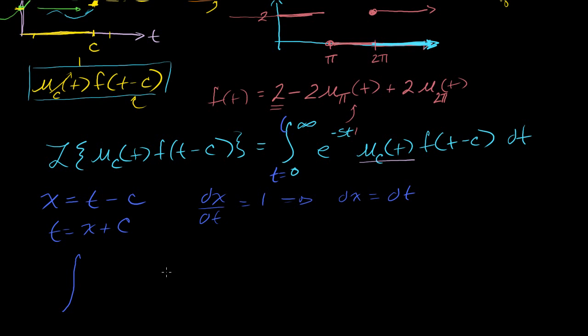We could just take the integral from t is equal to c to t is equal to infinity of e to the minus st, the unit step function u_c of t, times f of t minus c dt. In fact, at this point, this unit step function has no use anymore, because before t is equal to c, it's 0. And now that we're only worried about values above c, it's equal to 1. So it equals 1 in this context.